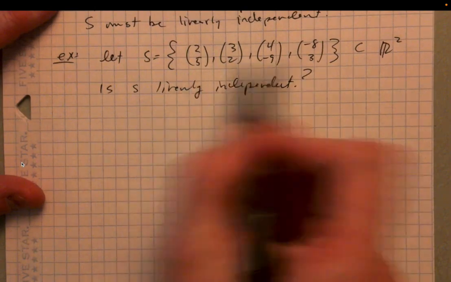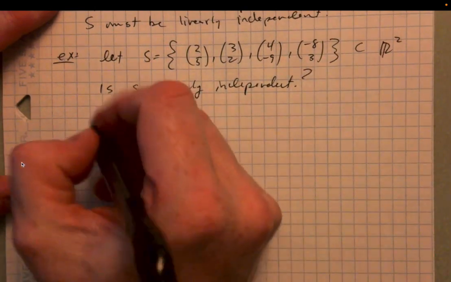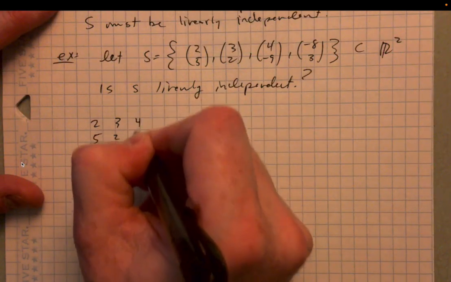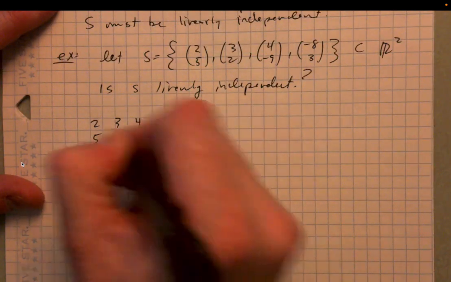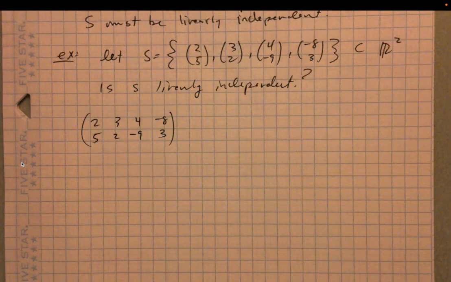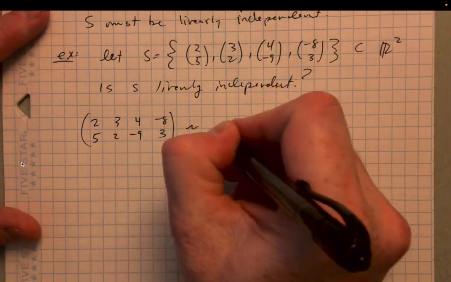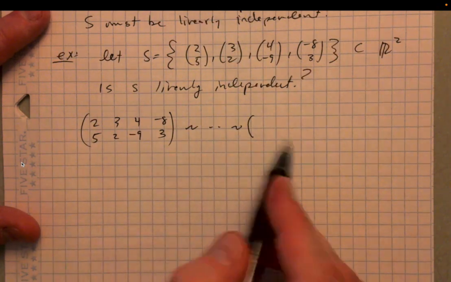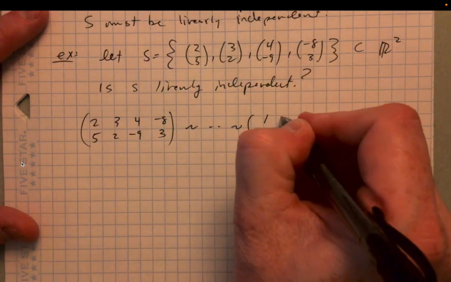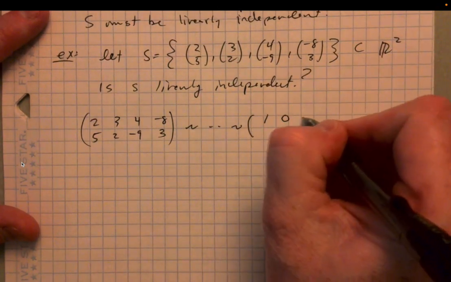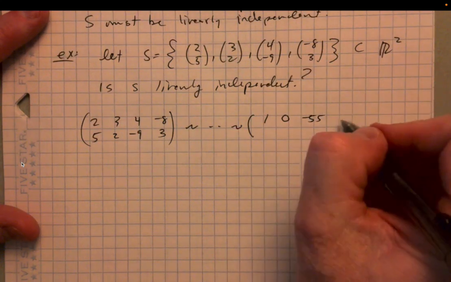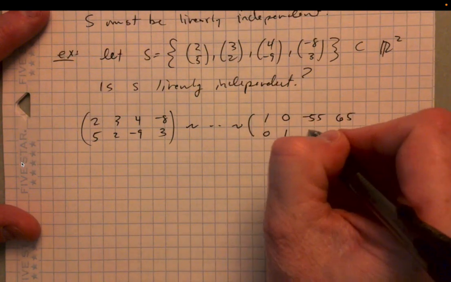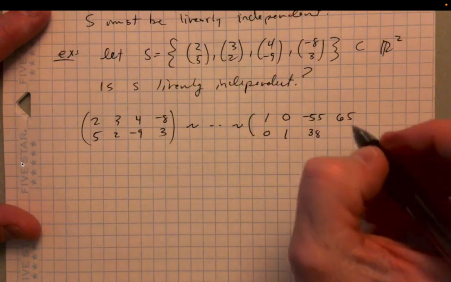Let's see, how do we check? Well, we throw this all into a matrix and we row reduce it. 2, 5, 3, 2, 4, -9, -8, 3. All right, so I've got a 2 by 4 matrix. If I row reduce that, spend some time doing that, what you get is 1, 0, -55, and 65, 0, 1, 38, and -46.